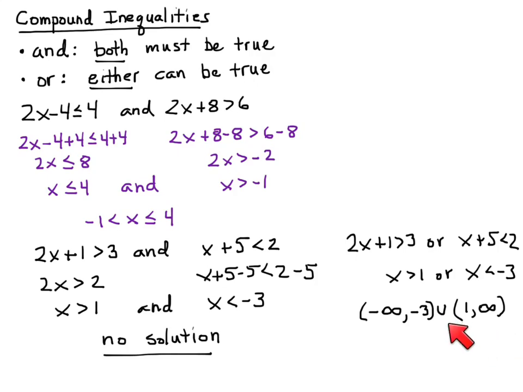Okay, so we're going to have a couple symbols here. We have and, which is the intersection, so that means both of them have to be true. And we have or, which is the union. That means either of them can be true.